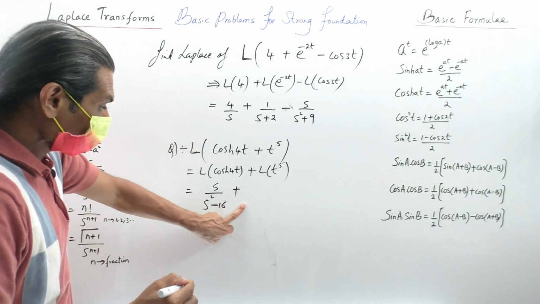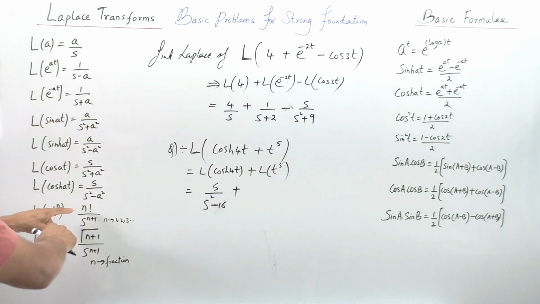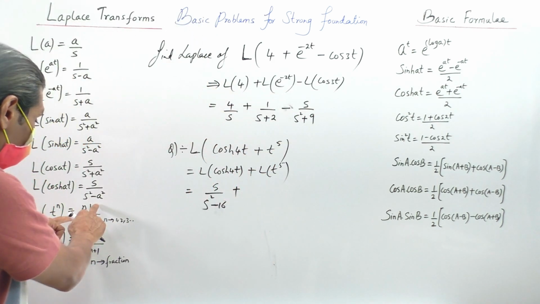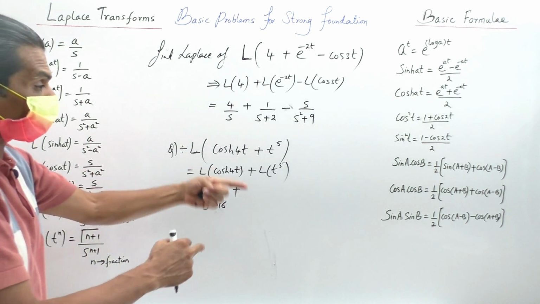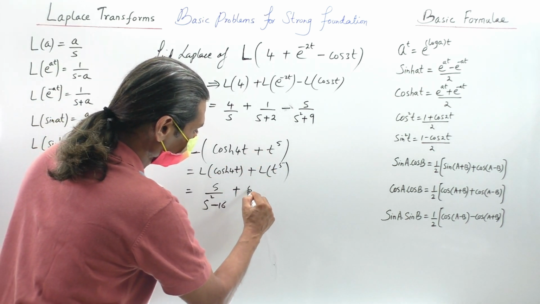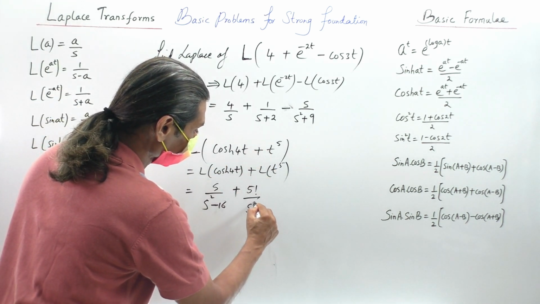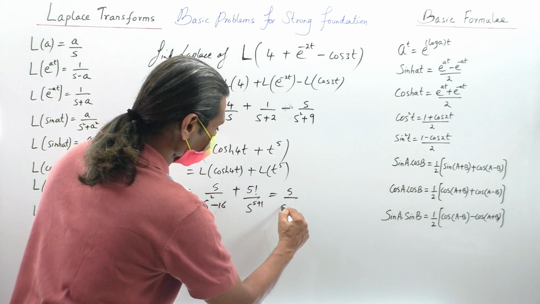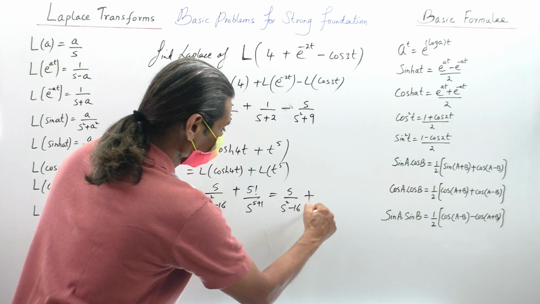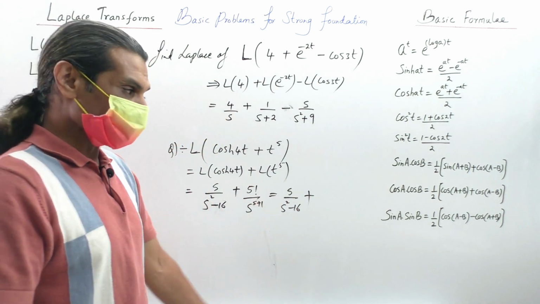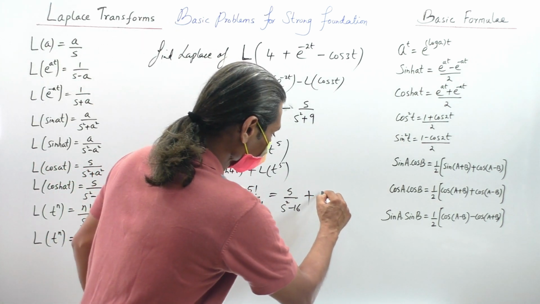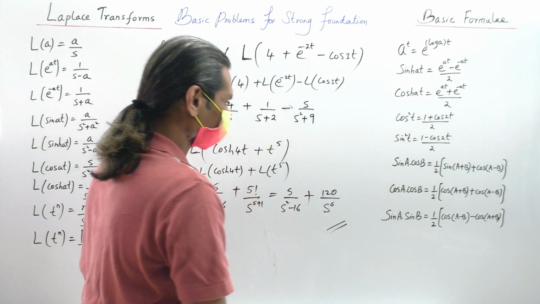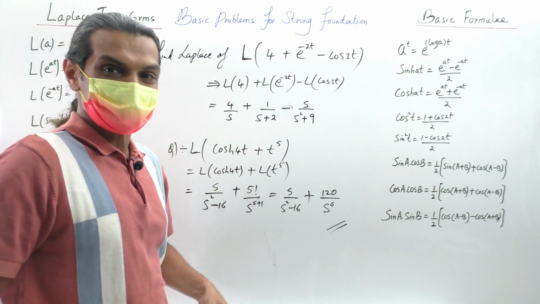Now, see, what is Laplace of t raised to n? n is 5, a whole number. So t raised to n gives n factorial by s raised to n plus 1, n is 5. So this will be 5 factorial by s raised to 5 plus 1. So the answer finally is s by s square minus 16 plus 5 factorial, you can keep it as it is. What is 5 factorial? It is 120. So 120 divided by s raised to 6. So this is the answer. This is how it is solved.